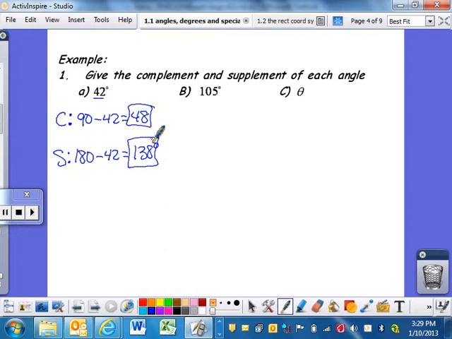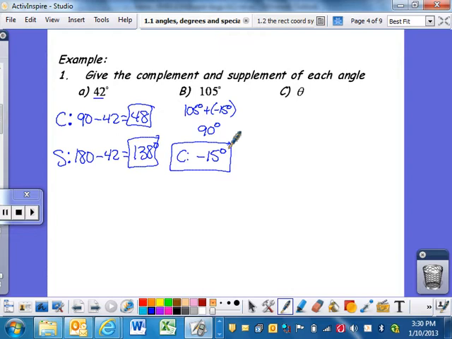So part B says 105. Can you get a complementary angle so that when you add 105 and that other angle it gets to 90? Yes, you actually can use a negative angle, okay? Because 105 plus what? If you go negative 15 degrees, that gets you to 90. So your complement angle is negative 15. You can have negative angles to make this work.